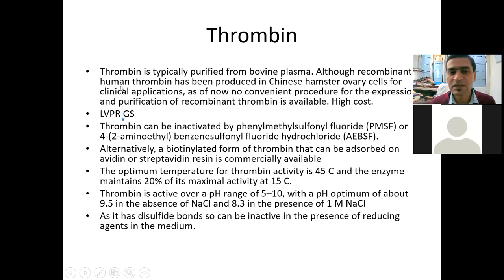The use was for certain clinical applications where it is more in demand, and in clinical applications, people can afford the higher cost. But expression itself in the mammalian system is very costly. As of now, no convenient procedure for expression and purification of recombinant thrombin is available, and therefore it is highly costly. The thrombin enzymes usually prefer this site, the consensus sequence which should be present between your protein and the fusion partner or peptide tag.